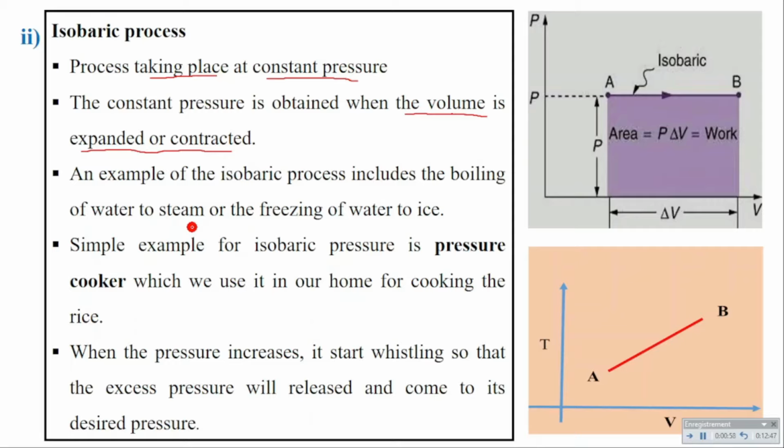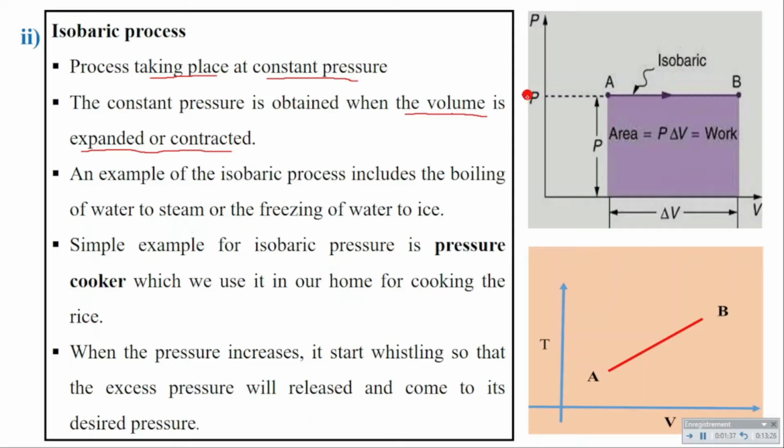When we have a pressure cooker, which we use to cook rice at home, it is also an isobaric process where the pressure remains constant. When there is an increase of the pressure, the pressure cooker starts twisting so that the excess pressure is released and comes to its desired pressure. You can see, if you are cooking, when the pressure is increasing, there is a release of the excess pressure so that the pressure remains constant inside the pressure cooker.